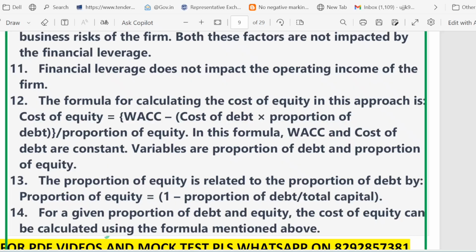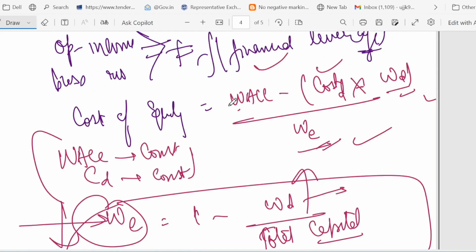So what does this mean in practice? If the debt goes up while WACC remains constant, then the cost of equity will also go up. Think about it. Suppose the proportion of the debt goes up, WACC remaining constant. What is happening to the cost of equity? The cost of equity will also go up, because shareholders now see more risk in the company, so they demand a higher return.